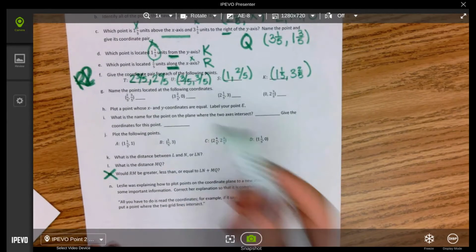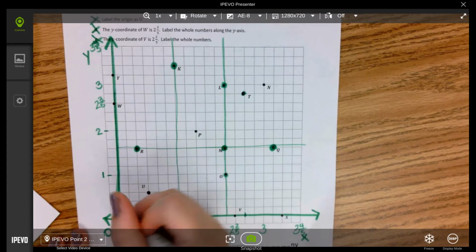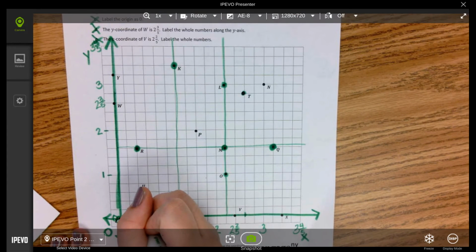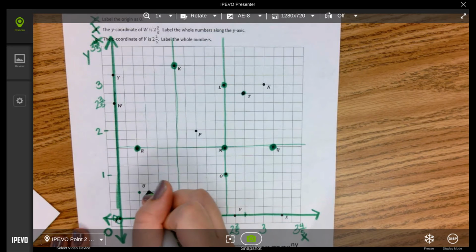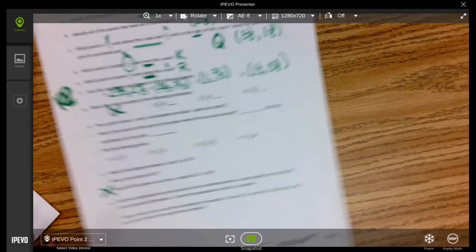So looking at this next point, there's actually not a point at this first one. If we look, 2/5, 1, 2, and then 1, 2, 3 would leave us here. So it's very close to U, but U is 3/5, 3/5. So not sure what they were asking there.